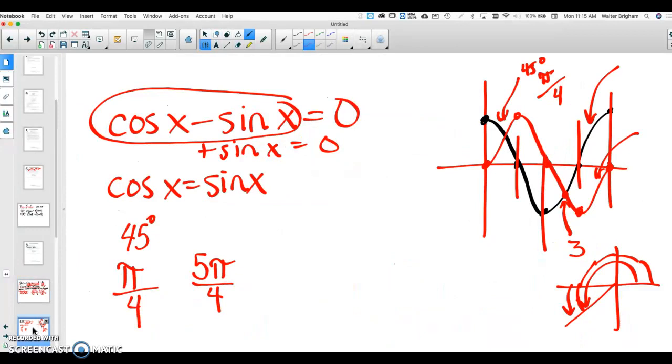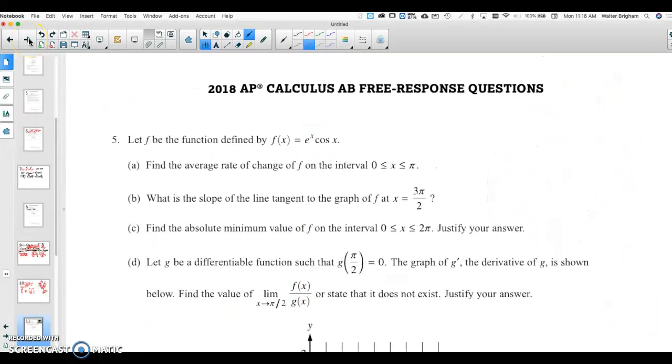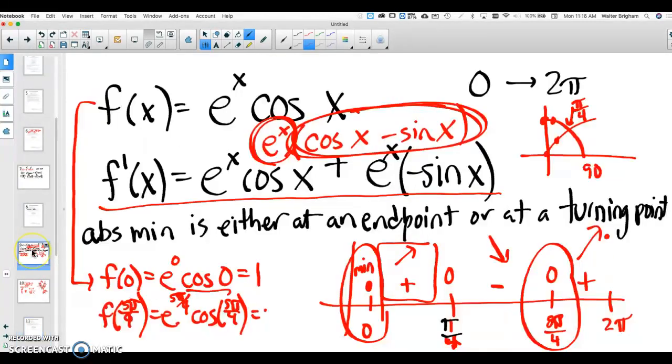I'm going to come over here. So here, I'm looking for cosine, right? Cosine of 5 pi over 4 is going to be negative. So that means that this is the minimum because this value is negative at f equals 5 pi over 4. That's our minimum value. Oof, that one was hard.